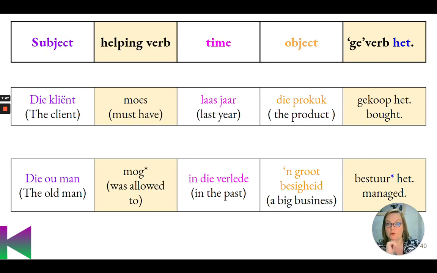Let's look at moch. Now moch means was allowed to. Mag in the present tense means allowed to. So moch in the past tense is not a word that's used a lot. I'll use alternatives when we do helping verbs again. But let's read this sentence and see how it does. It's exactly the same. Moch, the helping verb in the second position, moves the verb here, which is bestuur, manage, to the end with a het. Die ou man moch in die verlede 'n groot besigheid bestuur het. The old man was allowed to manage a big business in the past.